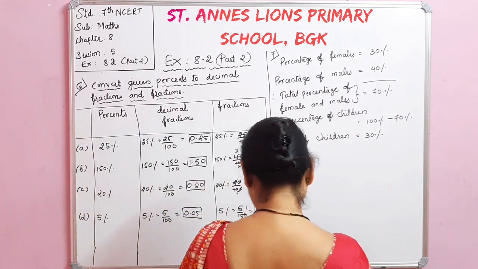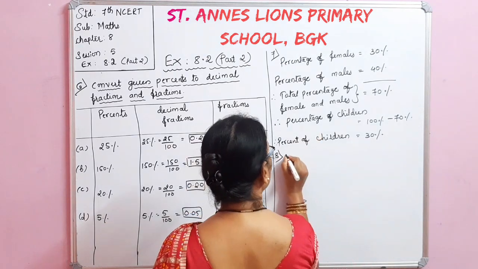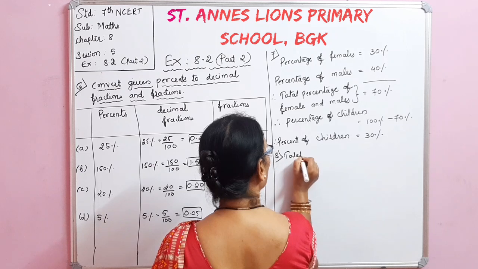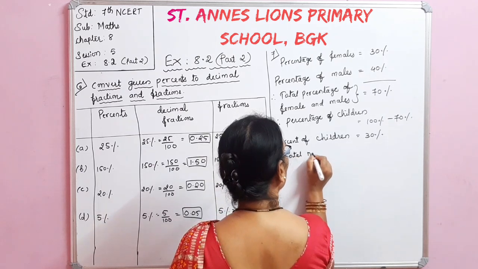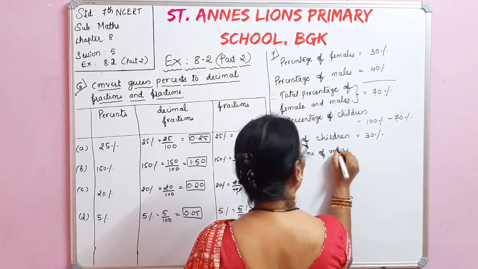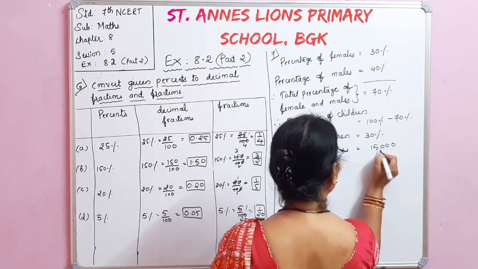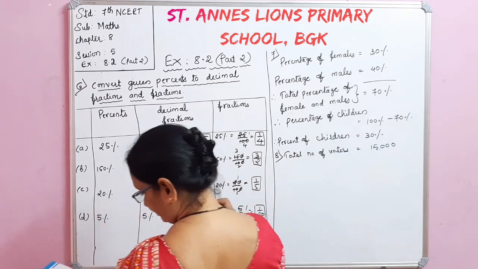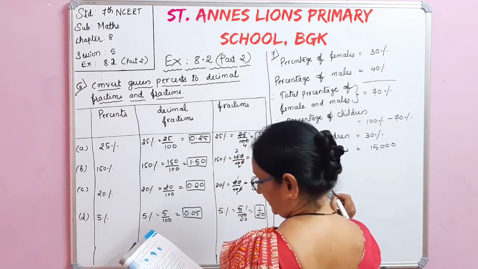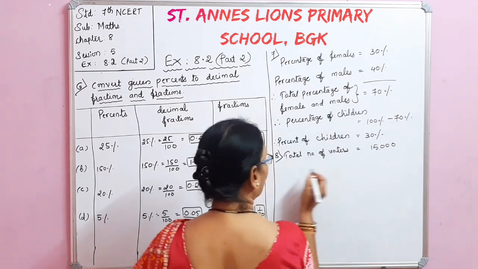Okay. First we will see the total number of voters. You take the question from the book. Total number of voters is equal to, how many are there? 15,000 are there. Okay. Then percentage of voters voted.